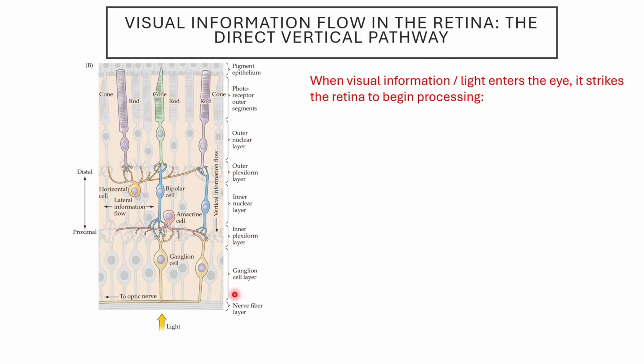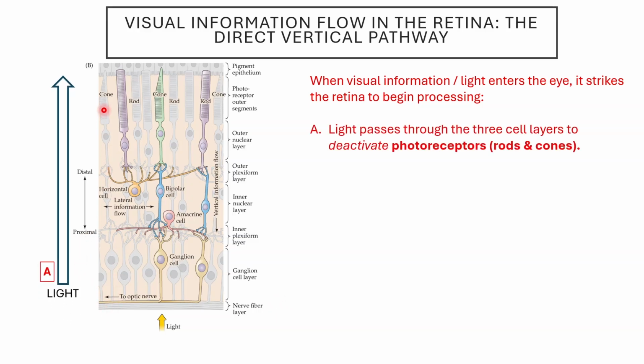So when visual information is entering the eye, it strikes the retina to begin processing. So that's the first step. As light is coming through, it passes through all of these layers, and then it ends up striking either rods, cones, or a mix of the two, okay? So it has to hit these cells first, because the vertebrate eye is built inside out. It ends up deactivating photoreceptors. So we'll get into the chemistry of that in a moment.